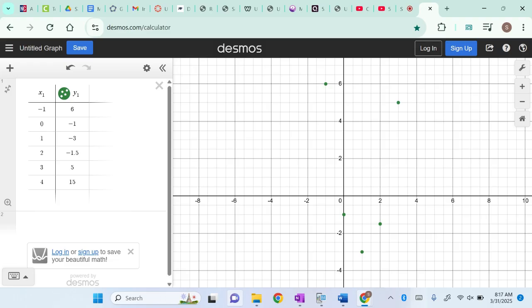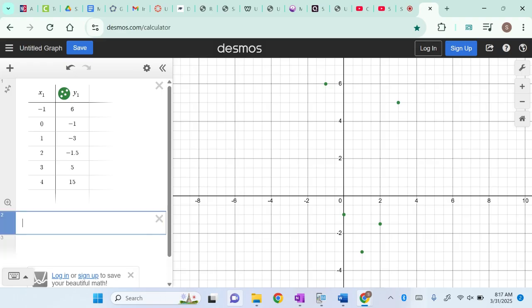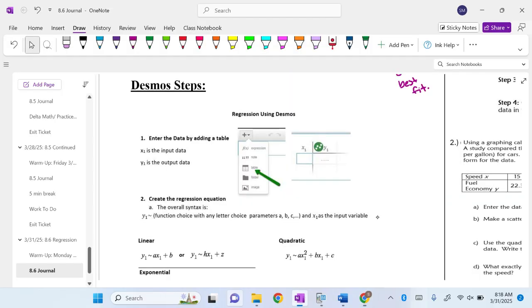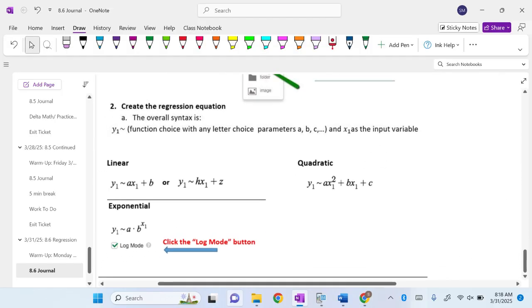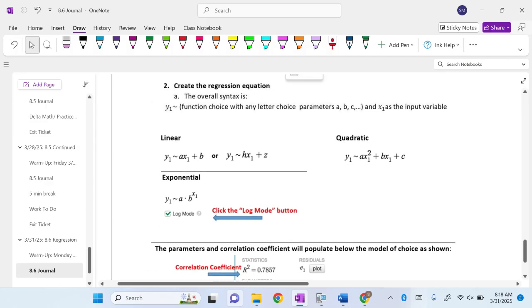All right. Now, to get the actual regression, you're going to click into the next available cell. So the table's in one cell, the next cell's in another. So what you're going to do is type in the type of regression that you want. On your journal, there's a couple that we've already talked about: linear, quadratic, exponential. I gave you all three of them just so you have them for reference. We're going to type this into that cell.